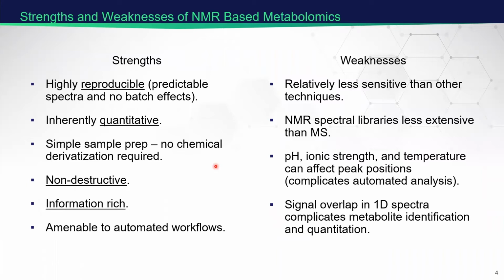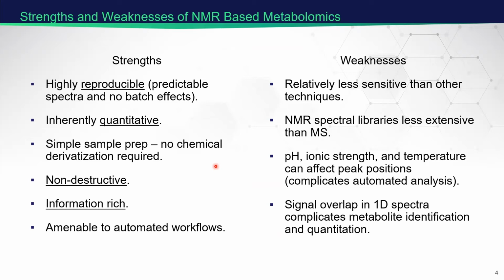So some of the strengths and weaknesses of NMR-based metabolomics. Its key strengths include that it's a highly reproducible method. There are no real batch effects associated with it. It's inherently quantitative. It often requires minimal sample prep and no chemical derivatization. It's non-destructive. It's information rich. We use it to do de novo 3D structural elucidation of molecules, and it's amenable to automated workflows.